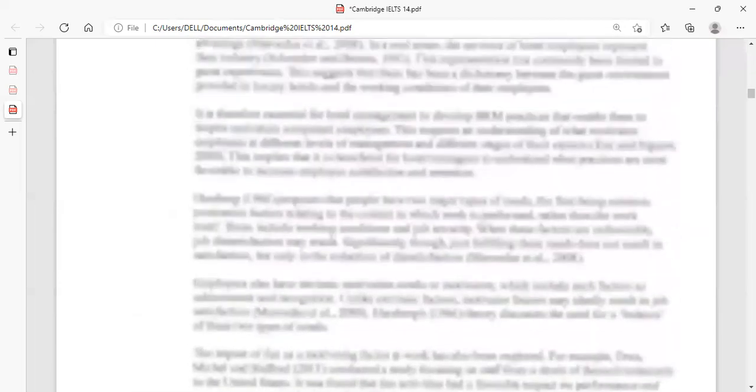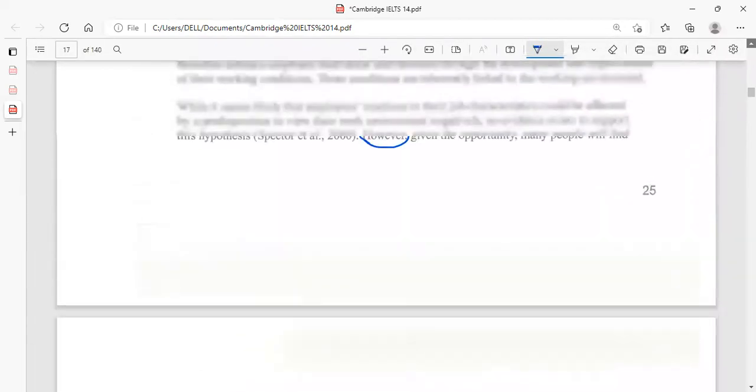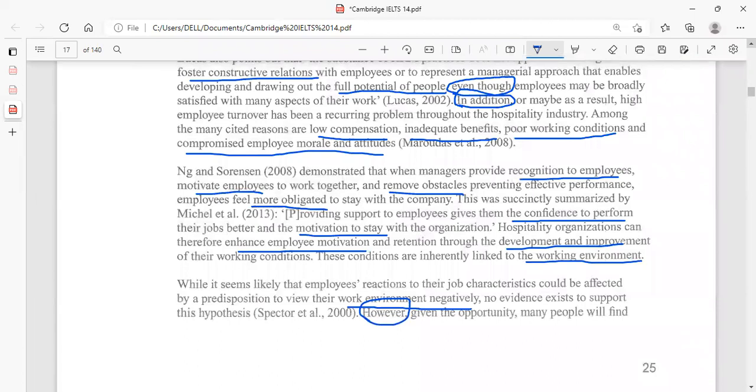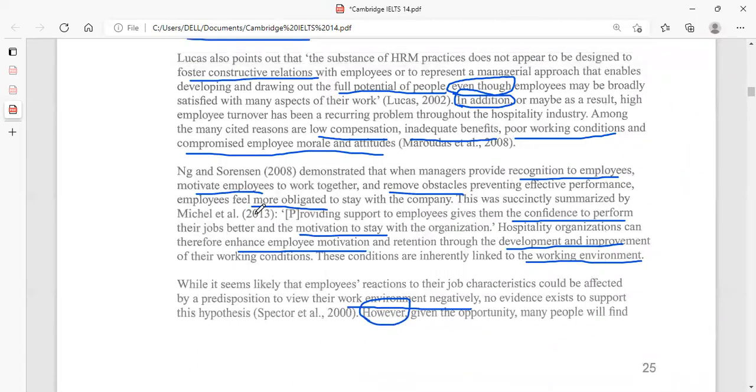Because in para 5, I think it's in para 5, when managers provide recognition, it says very clearly over here: feel more obligated, feel obliged to stay with the company. So you feel obligated, you have that obligation that no, I'll stay with the company, which means you'll not move to another company.